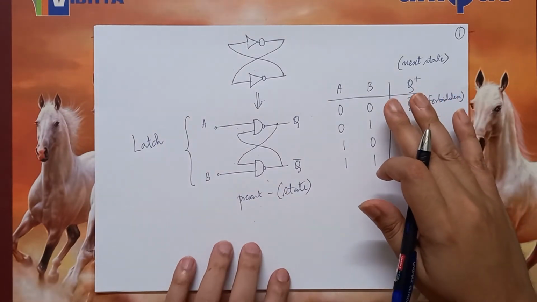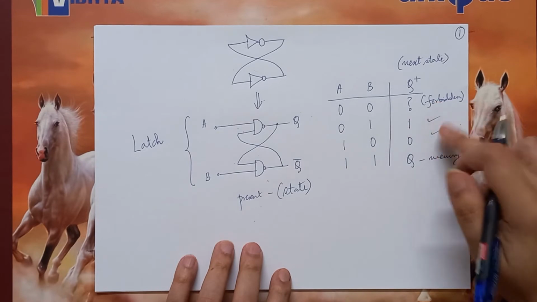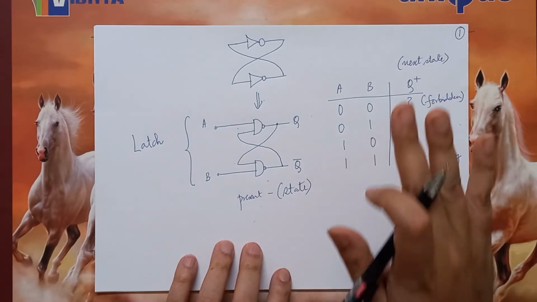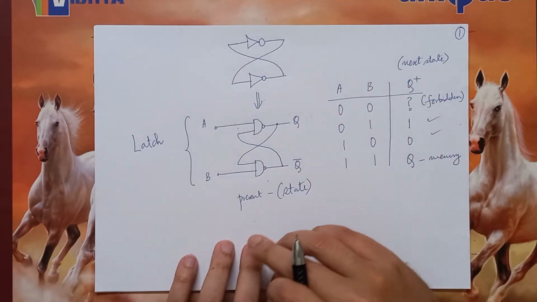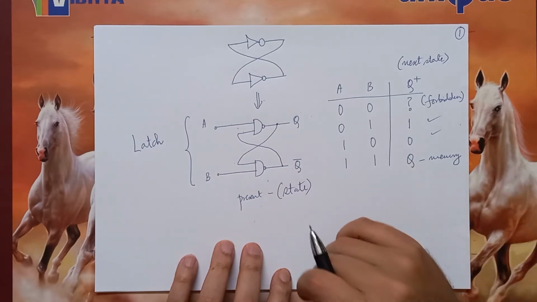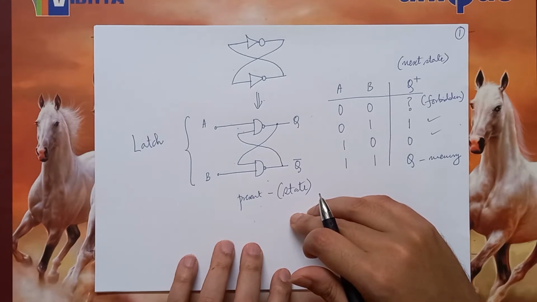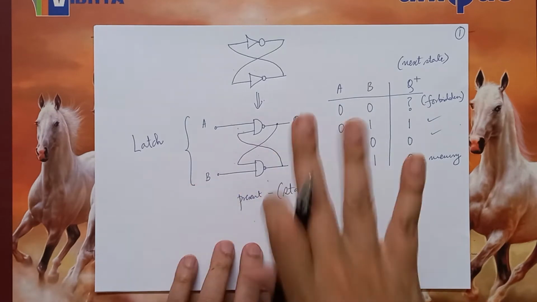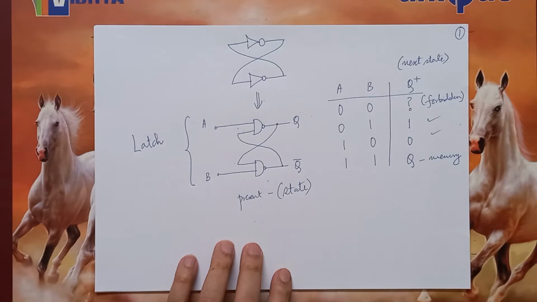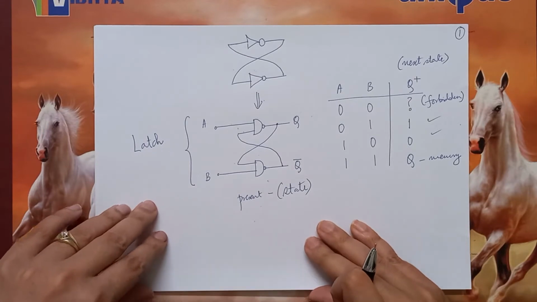So now the question is, can we initiate these properties, whether it is combinational properties or memory property, based not just on the values of A and B, but at certain periods of time, where the control is given to the user? The user will decide when to activate these changes in the latch. So let us see how we can do this.